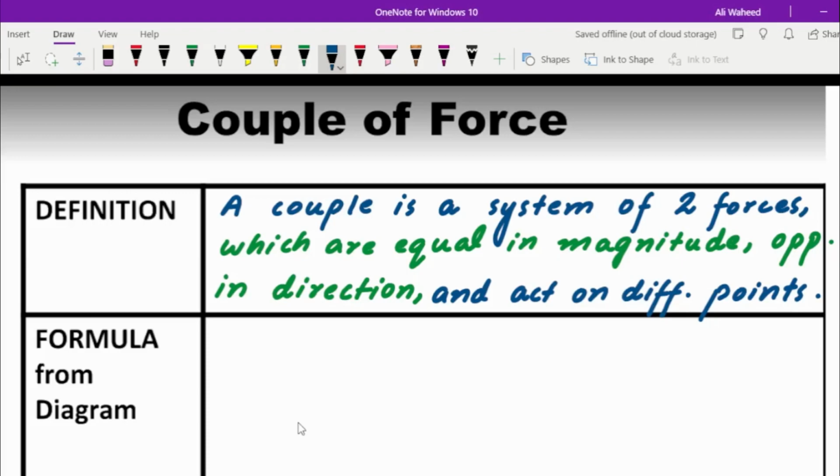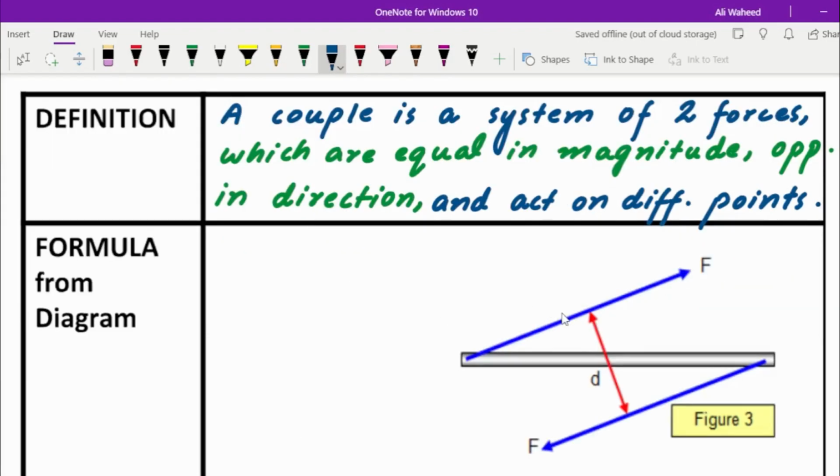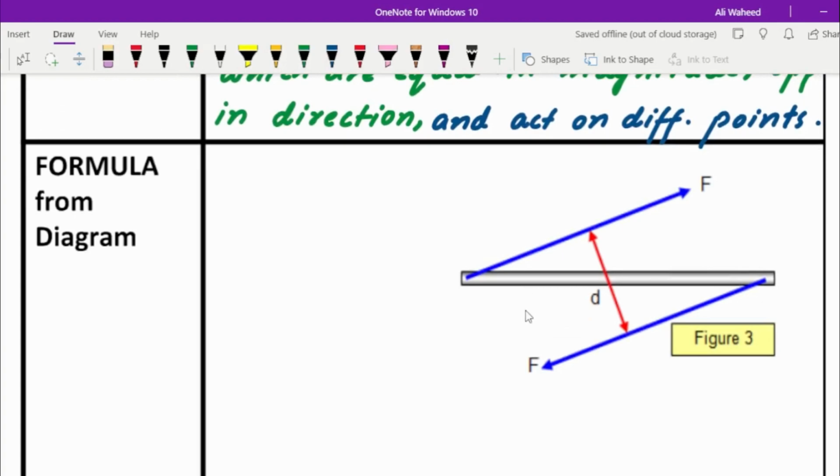So let us draw the diagram over here. So here we have this diagram, and you see there are two forces being exerted at two different points of the object, and the magnitude of force is same. Magnitude of the two forces is same, because the first one is F Newton, the second one is also F Newton. And then the perpendicular distance between these two forces is represented by D. The perpendicular distance, okay? You don't take the distance like this, no.